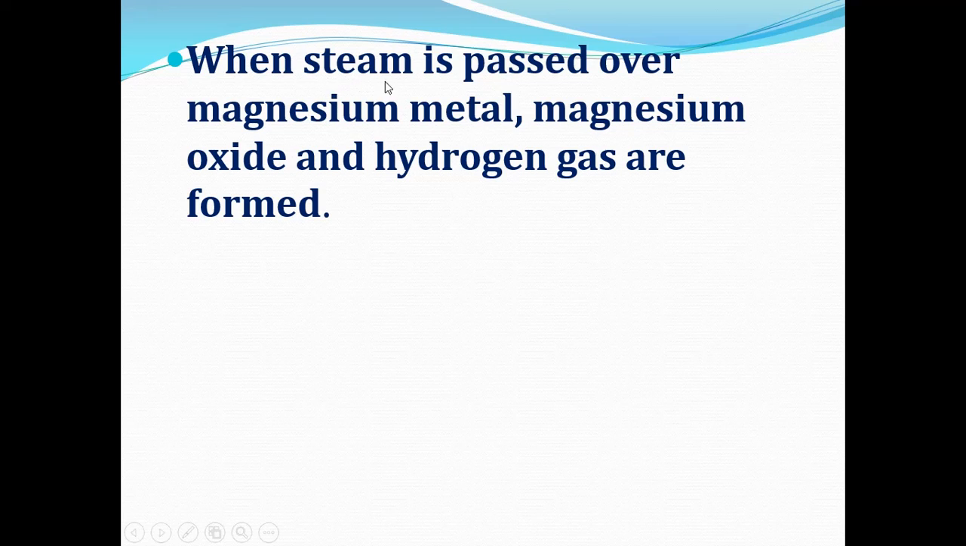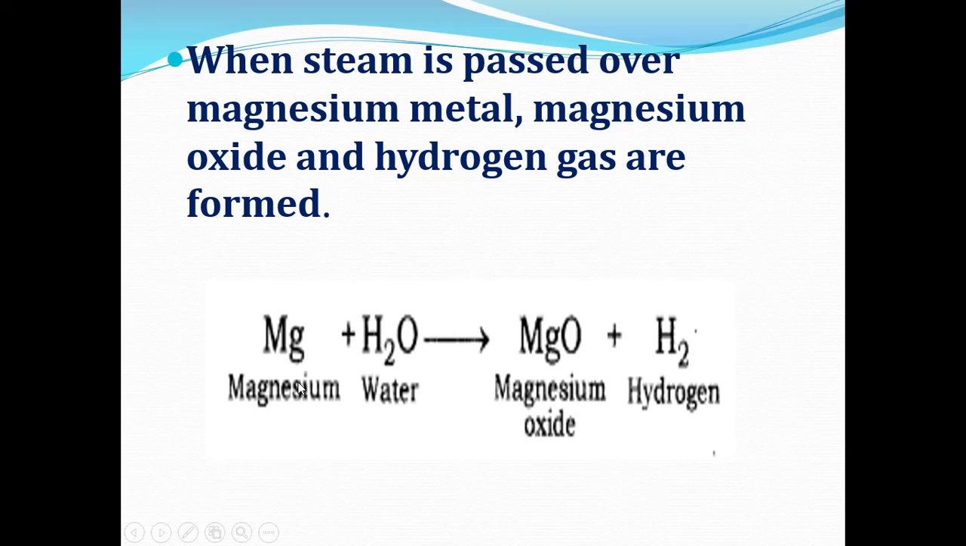Now, what does steam mean? Steam is water vapor. So when steam is passed over magnesium metal, magnesium oxide and hydrogen gas are formed. Here is the equation which shows the reaction between magnesium and steam: when steam is passed over magnesium, it forms magnesium oxide, MgO, plus hydrogen gas.